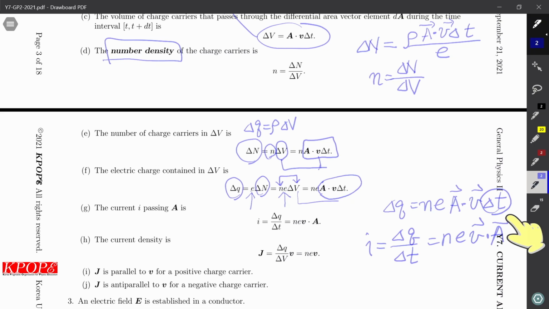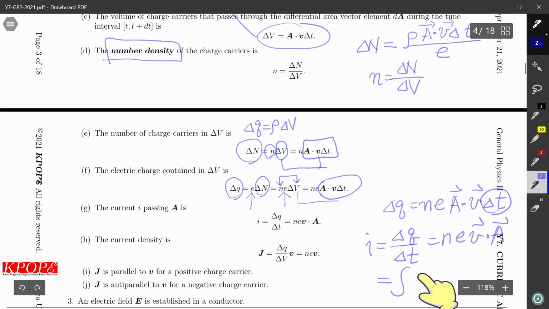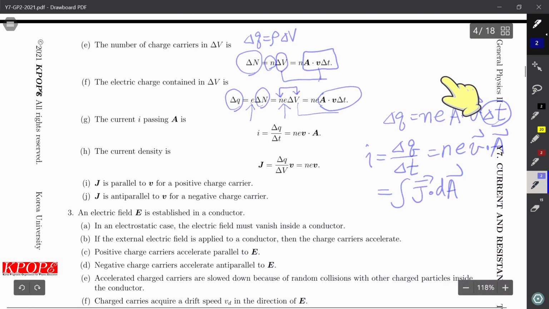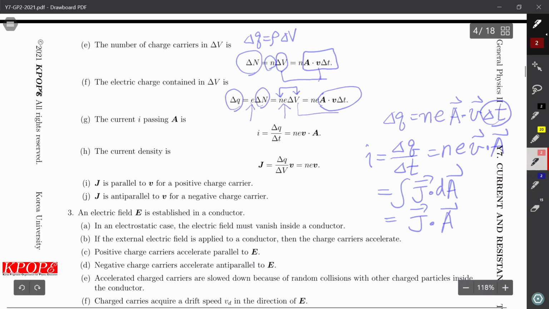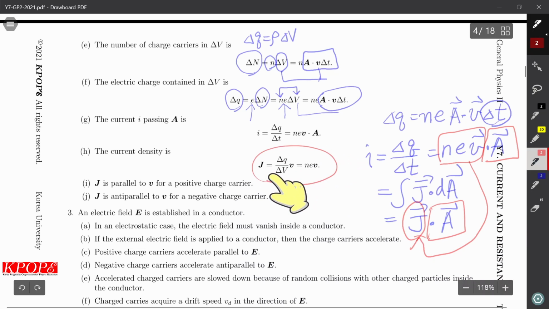We remember the current I is an integral of current density J dot dA. Because in this case the current density J is uniform, the integral can be expressed as J dot A. Therefore, this one should be the current density. So current density is N E V.